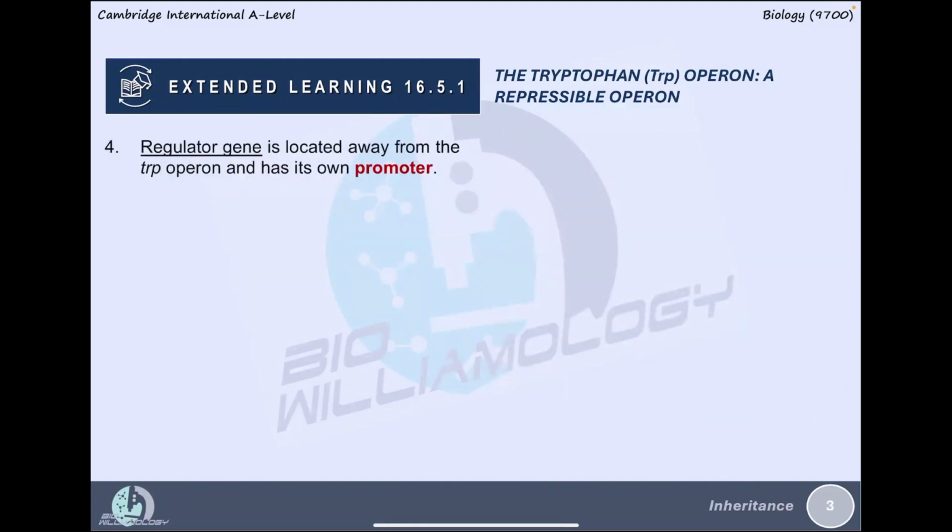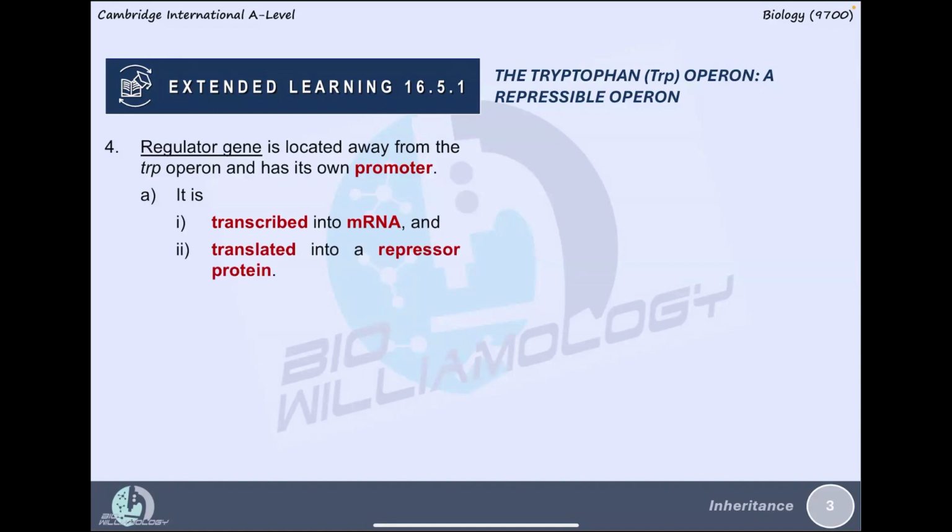There is a regulatory gene which is located away from the tryptophan operon, and it has its own promoter. If you compare back with the lac operon, the lac operon's regulatory gene is nearer to the lac operon. However, in the tryptophan operon, the regulatory gene is located away from it. With its promoter, this regulatory gene is transcribed into mRNA, and after that translated into a repressor protein.